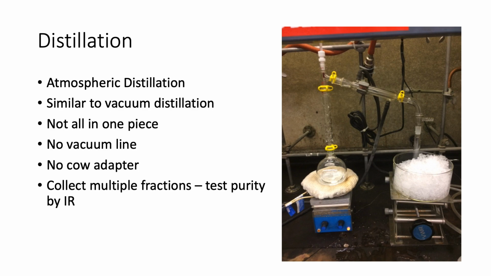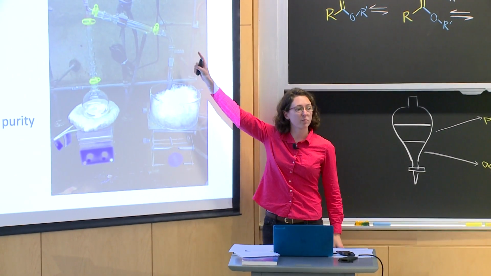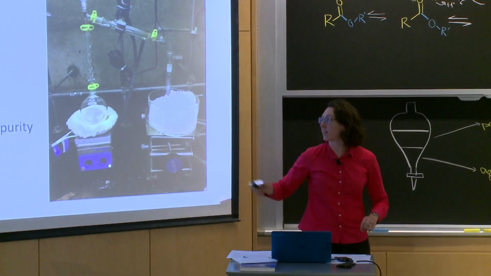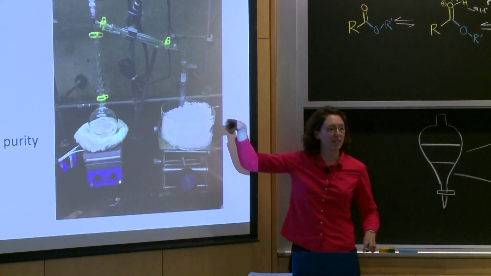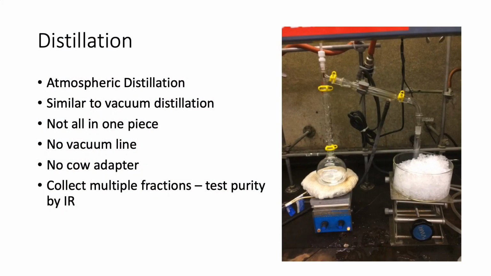And when you do this, you're going to collect a few different fractions. The way that you're going to collect your fractions, in this case, we don't need to use a cow adapter because we're not going to be attaching anything to the vacuum line. You can see that the spout over here, instead of attaching it, this is where you'd put your vacuum. It's just open to the air. And so you can collect your fractions in test tubes on ice. You usually collect the first few drops and then a few different fractions. If the temperature changes, you'll switch your fractions, and your TAs will tell you how to do that. And then you will monitor your purity by IR.